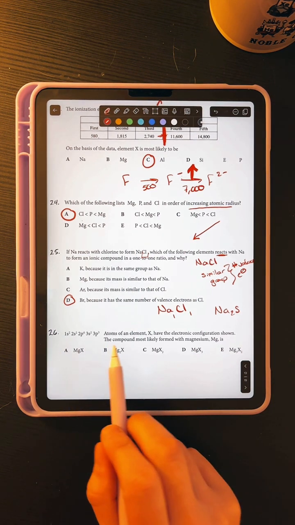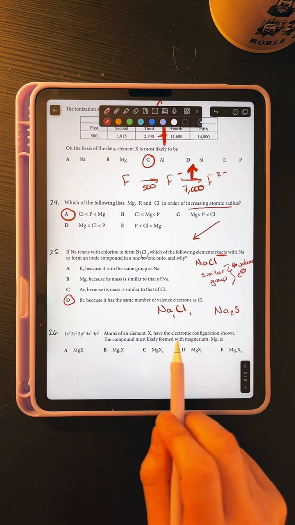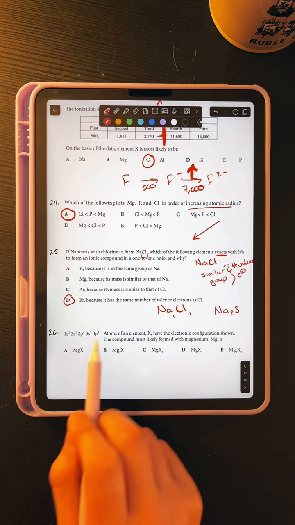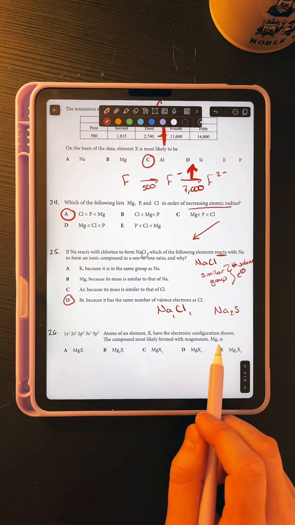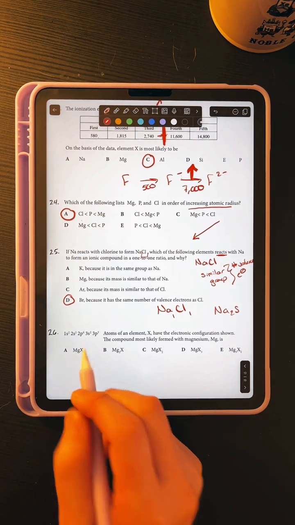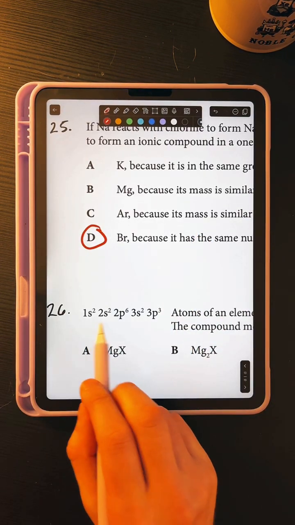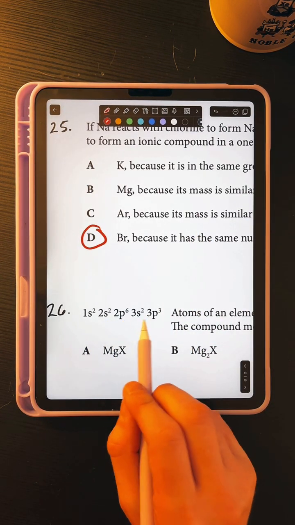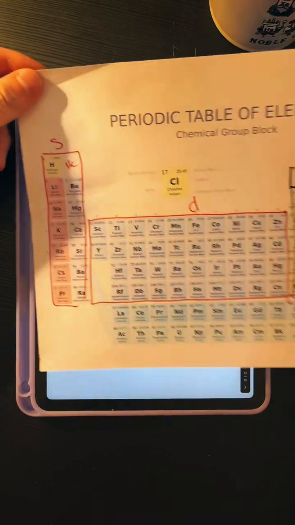All right, the last multiple choice. Atoms of an element X have the electron configuration shown right here. The compound most likely formed with magnesium is what? Well, let's take a look at this electron configuration. I'm going to zoom in slightly. We have 1s2, 2s2, 2p6, 3s2, and 3p3.